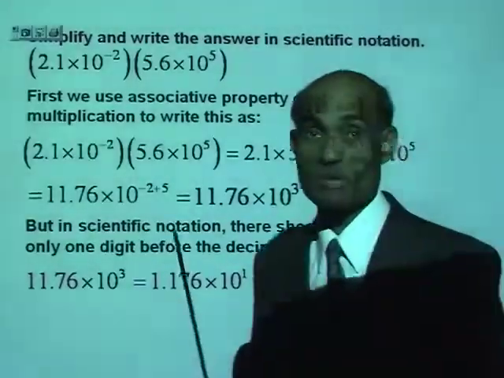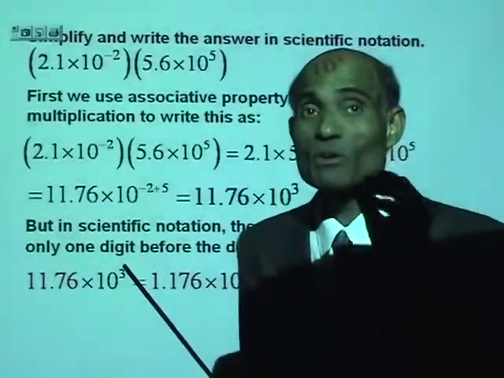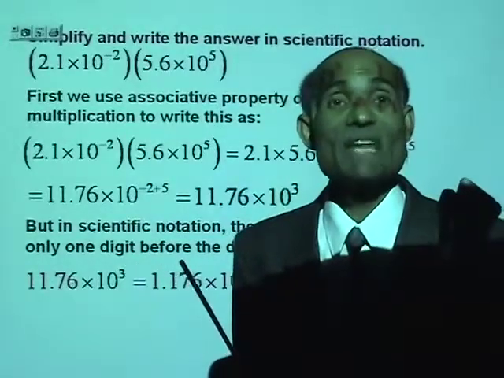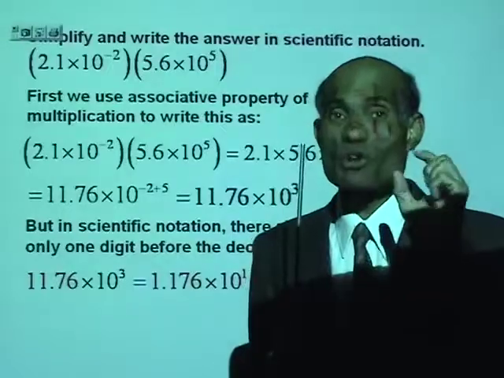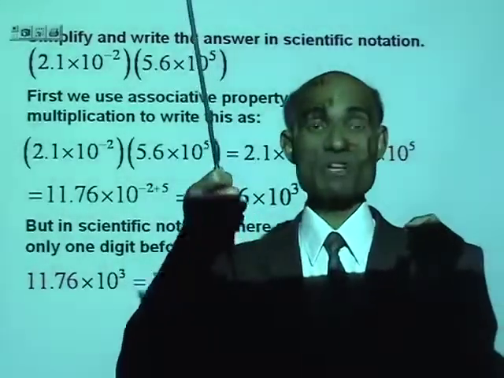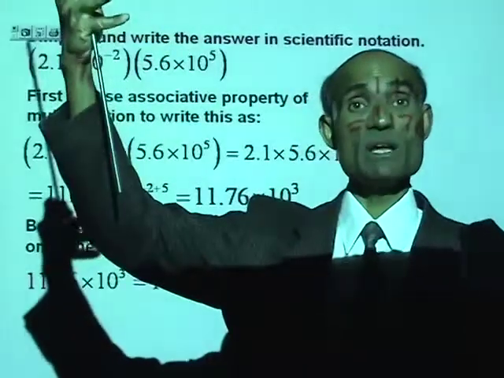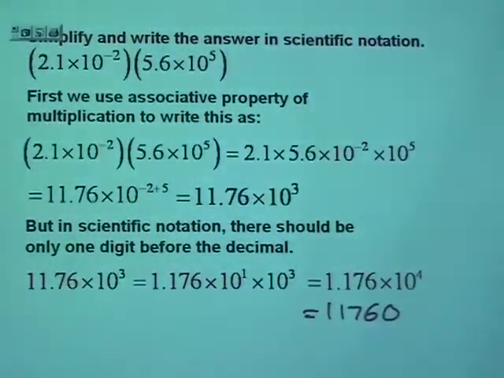Alright. So you must be very clear about when you have positive power and when you have negative power. Negative power is used for numbers that are very small. Positive powers are used for numbers that are very big. Okay, let's move on and do another one.